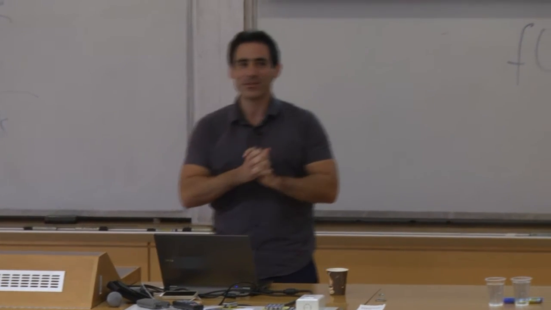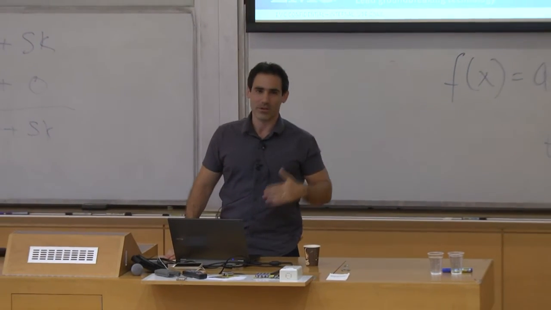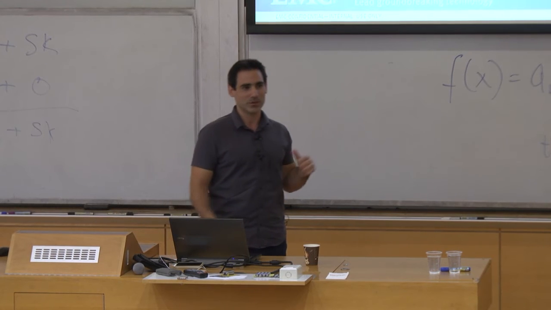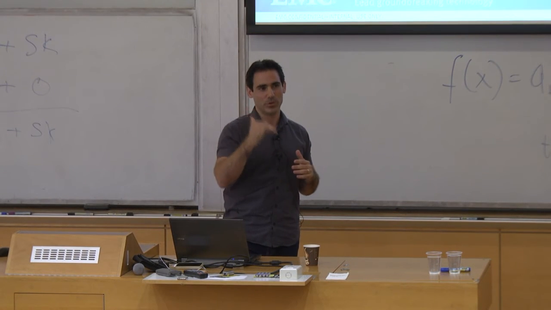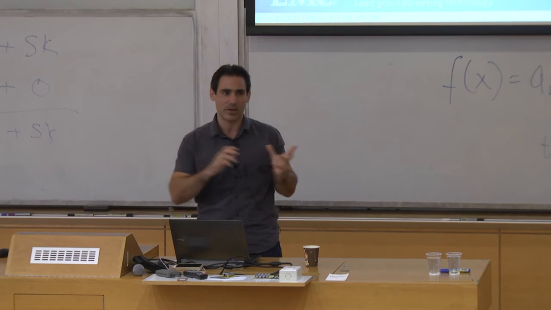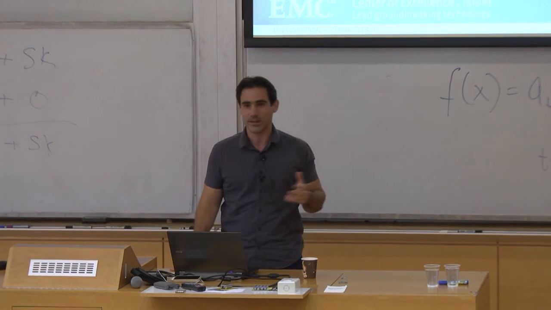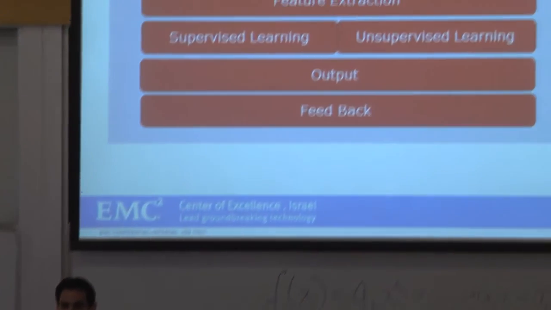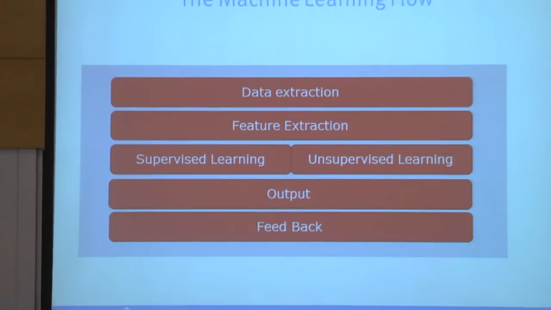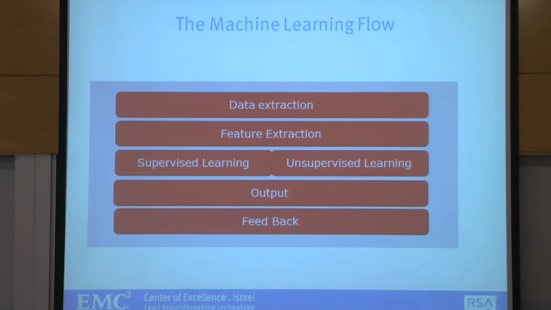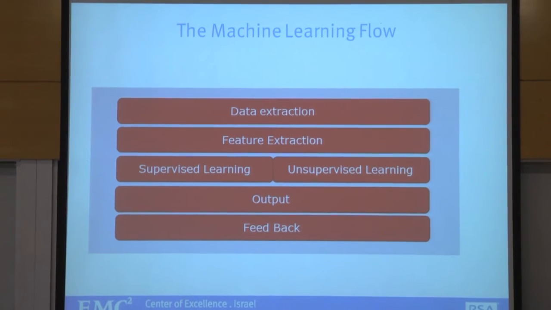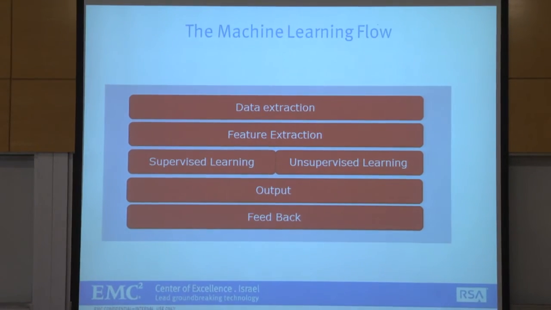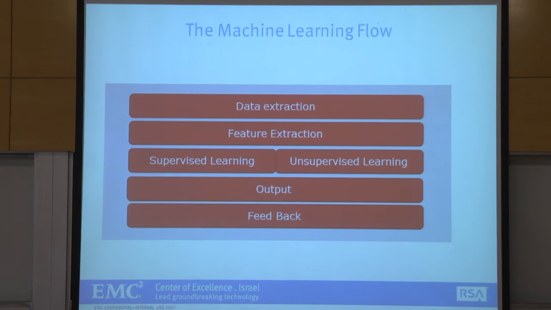Okay, so what I'm trying to do here is go very rapidly through the machine learning flow, and instead of just explaining what we do in each step, try to take a real example and see what we're going to do in each step for this specific example. So the example is our own internal network with its petabytes of data, and our goal is to protect our company from attackers and hackers.